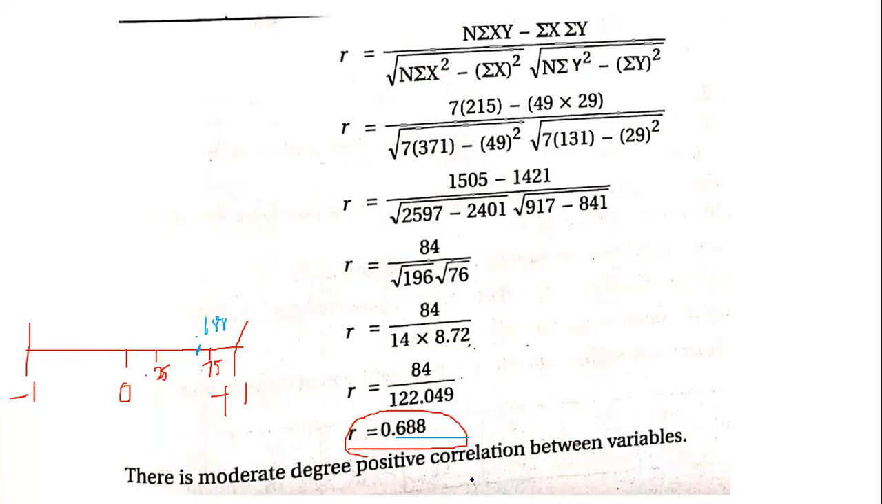Fine. It is a positive correlation, because the value here is positive. But it is still between 0.25 and 0.75. Since it is between these values, we are supposed to consider it a moderate degree of positive correlation. Okay.